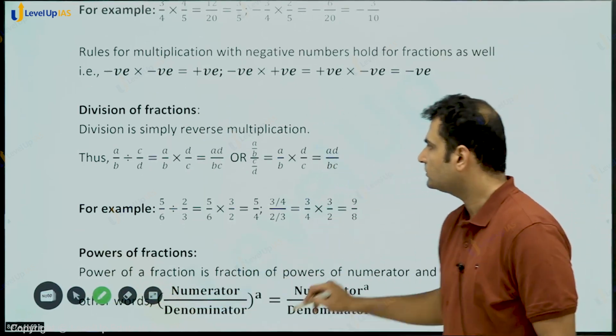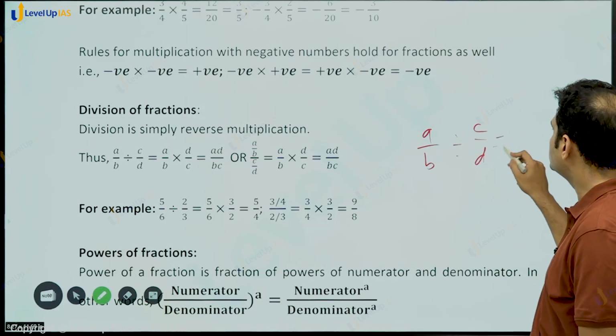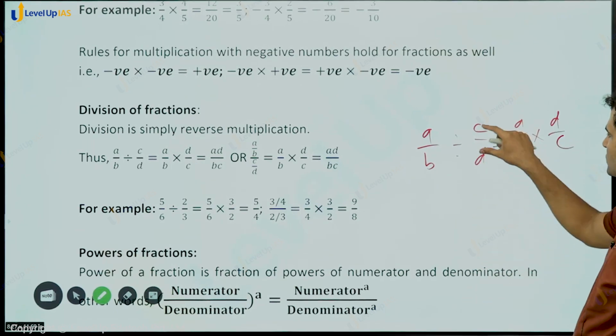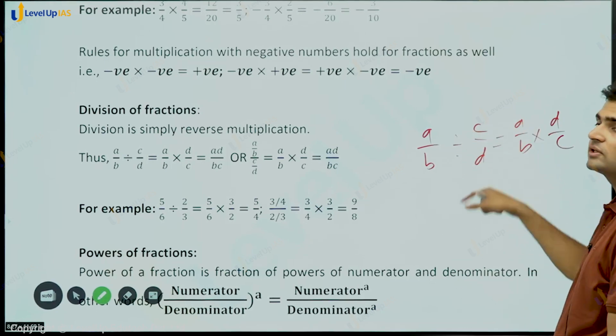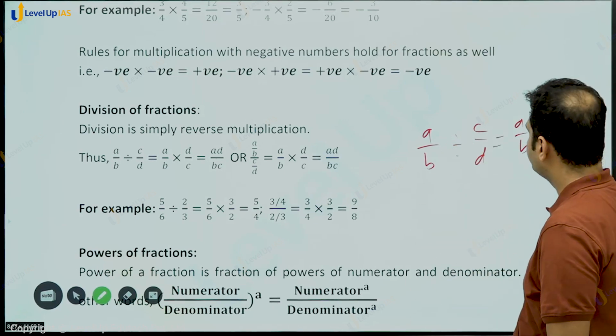So, a by b divided by c by d, which is same as a by b into d by c. अब एक बार बस इसको उल्टा कर दो और डिवीजन का मल्टीप्लिकेशन कर दो. इससे डिवाइड करना मतलब इसके उल्टे से मल्टीप्लाई करना. तो अब मल्टीप्लिकेशन तो आपको पता ही है.